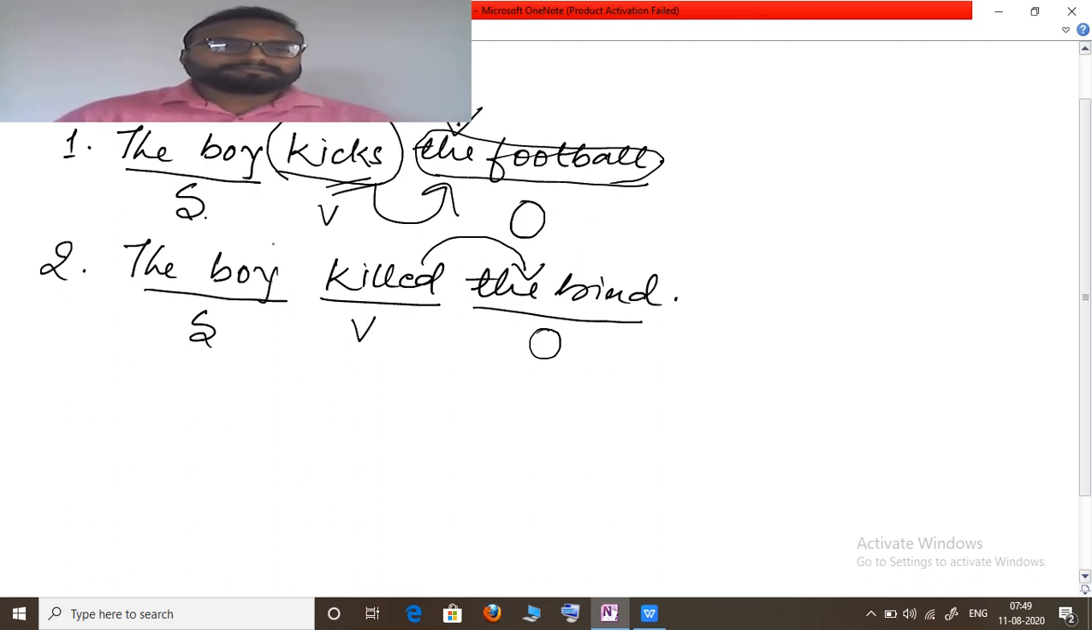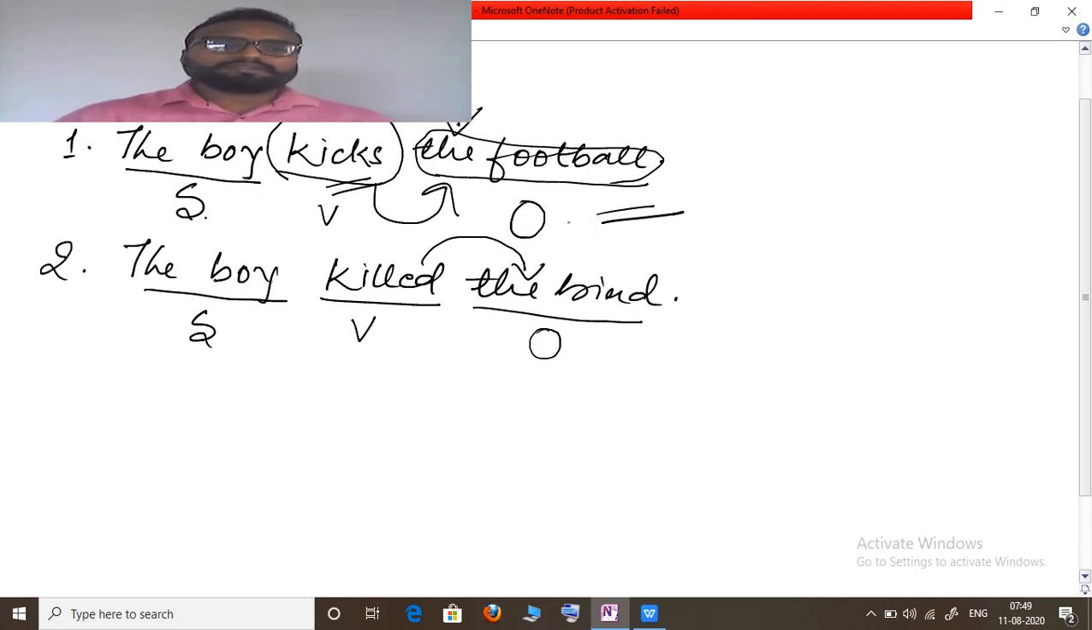So what's the trick? Let's see. In the first example, the sentence is, the boy kicks the football. Frame a question to the verb using the interrogative word what. What does the boy kick? The football is the answer. So the answer is football. Whatever we get as an answer is an object, and the verb which answers this question is a transitive verb.